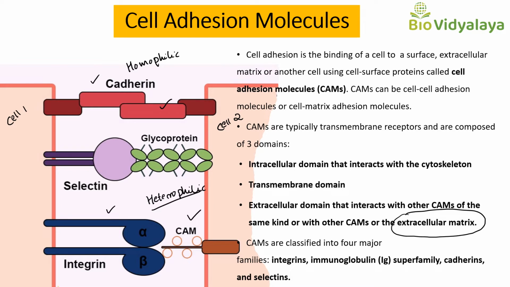CAMs are classified into four major families: integrins, immunoglobulin superfamily, cadherins and selectins. This you have to remember. There are four major families of CAMs: integrins, immunoglobulin superfamily, cadherins and selectins.